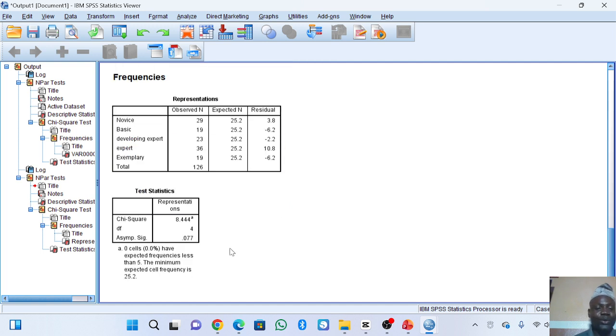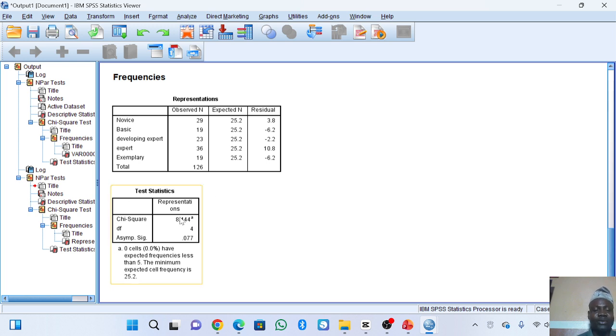So this is the chi-square results. You can see the chi-square value is 8.44, and the degree of freedom is 4, because we have 5 categories. So the degree of freedom is usually n-1. As a result of that, the degree of freedom is 4. And the significance that we obtain is 0.077. So this is the result that we have actually obtained.